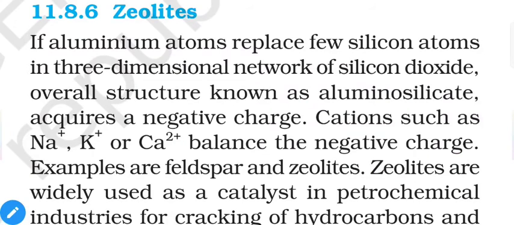And the last compound is zeolite. If aluminum atoms replace a few silicon atoms in the three-dimensional network of silicon dioxide, you will get aluminosilicate compounds. Now these aluminosilicate compounds have many different shapes depending on the addition of aluminium. With different quantities of aluminium, you will get different shapes of zeolites, and they are also known as feldspar. So we have two different types of compounds, and these compounds are negative by charge. We need positive ions to neutralize the negative charge.